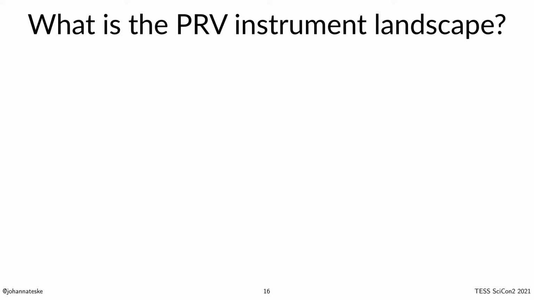But of course, we're not letting those challenges stop us from trying to achieve that goal of 10 centimeters a second. And several relatively new PRV instruments are trying to push to an instrumental precision significantly below 1 meter a second, more like 0.5 or even 0.3 meters per second. So I just wanted to highlight a couple of these that have recently come online.